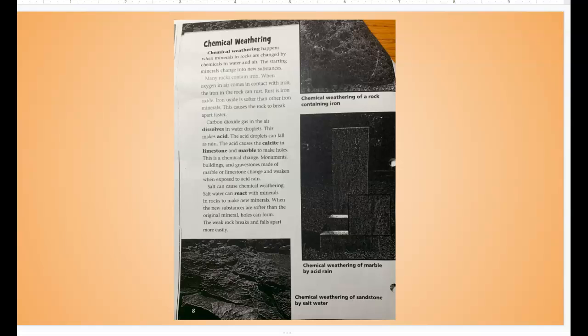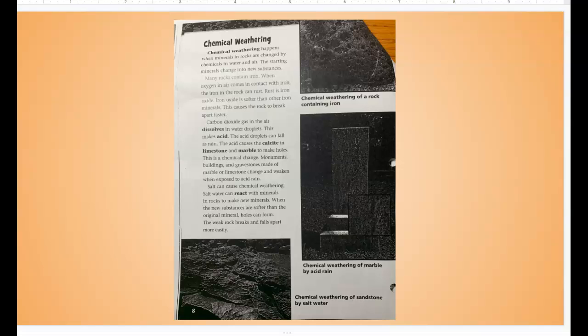And on page 7, let's read about chemical weathering. Chemical weathering happens when minerals in rocks are changed by chemicals in water and air. The starting minerals change into new substances. Many rocks contain iron. When oxygen in air comes in contact with iron, the iron in the rock can rust. Rust is iron oxide. Iron oxide is softer than other iron minerals. This causes the rock to break apart faster.